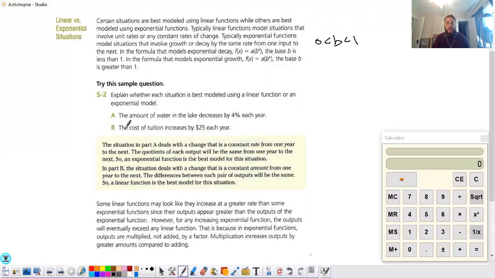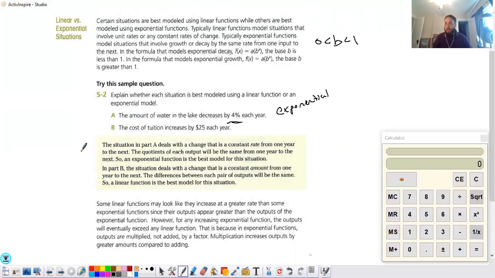So the first one here says the amount of water in the lake is decreased by 4% each year. So when we see a percentage, something changes by a certain percent each year, we're looking at exponential. Right? And if you look at their explanation, it says the situation in part A deals with the change that is constant rate from one year to the next. So the quotient of each output will be the same from one year to the next. So an exponential function is the best model for this situation.